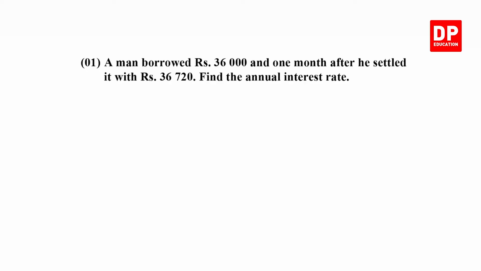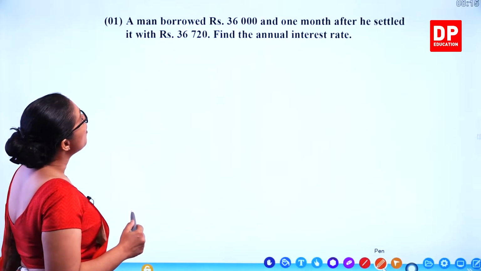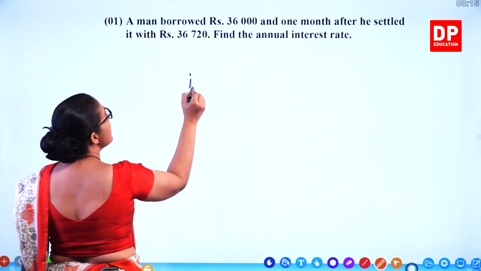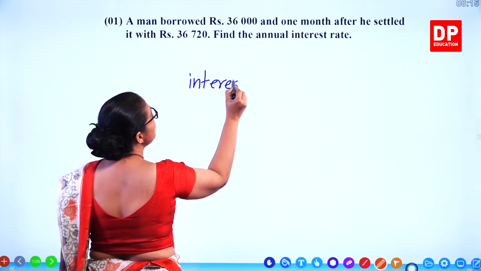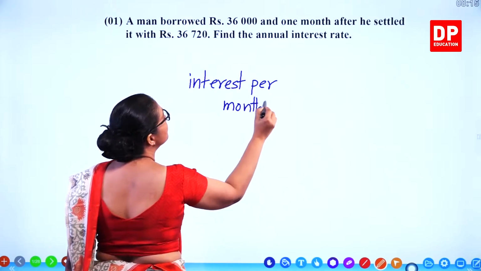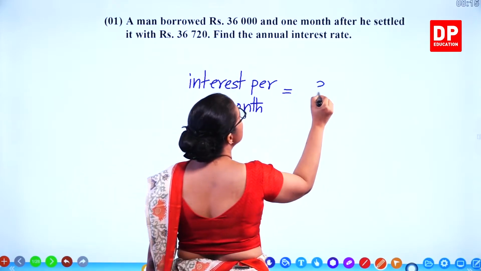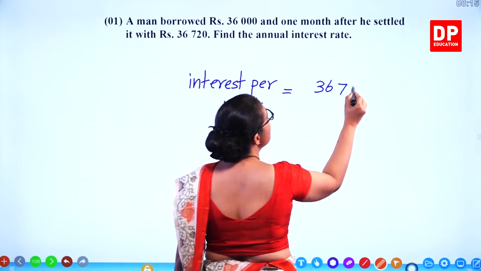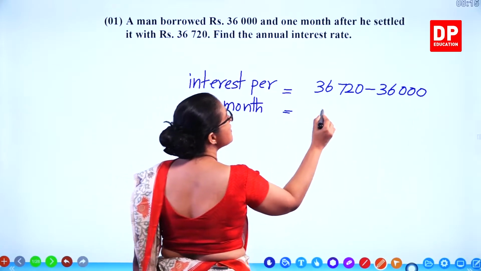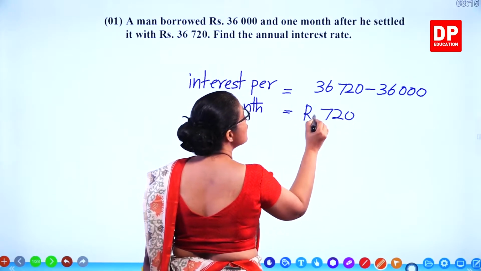A man borrowed 36,000 rupees and 1 month after he settled it with 36,720. Find the annual interest rate. So how do we find out? We can find out the interest per month first. So you subtract the two: 36,720 minus 36,000. So what's the interest per month? That's just 720 rupees. That's for a month.